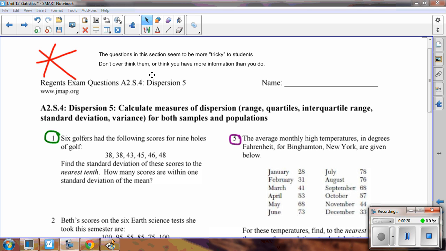So we're going to start right up with Dispersion 5, which handles something a little bit different, and we're going to include Dispersion 6 in this video. The questions in this section seem to be a little more tricky for students. Don't overthink them or think that you have more information than you do.